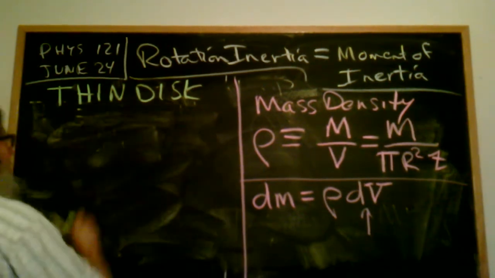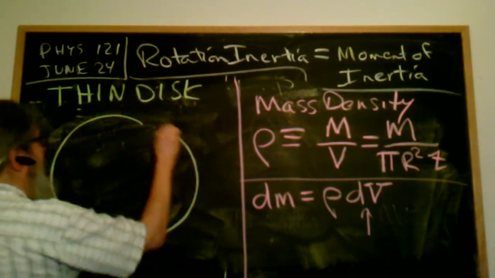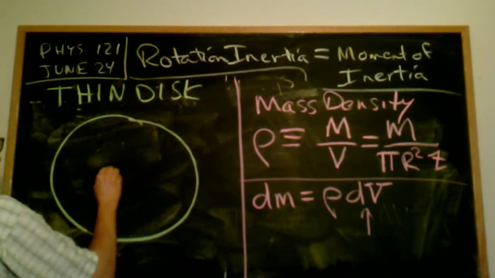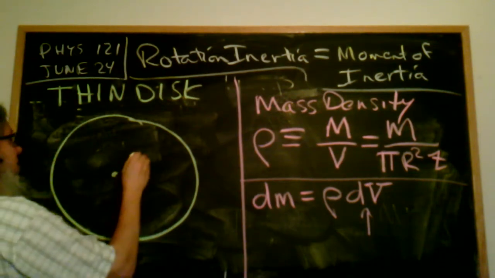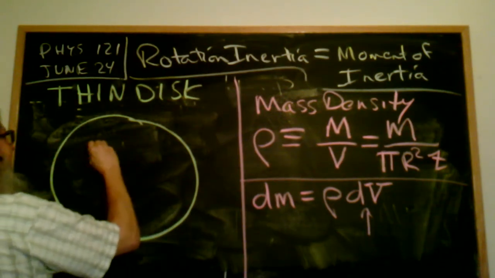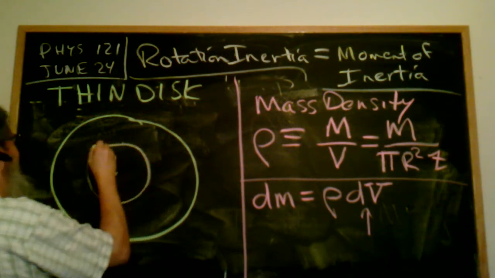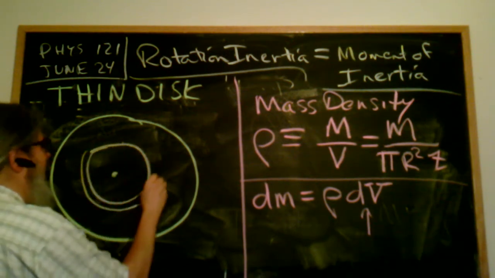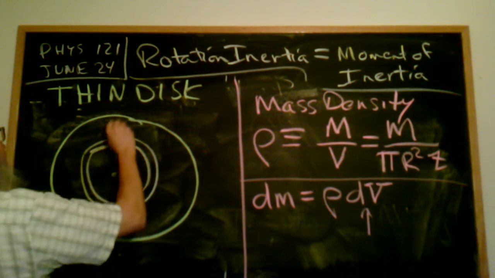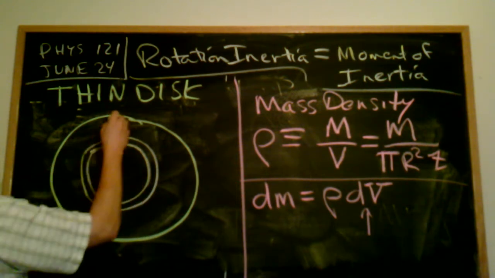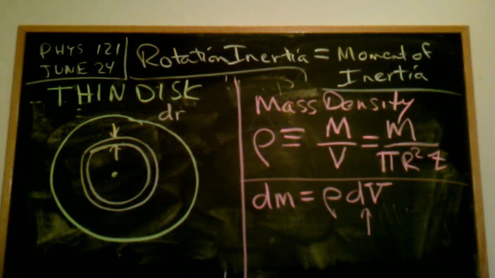So let me draw the disk one more time. That's the disk itself. I'm going to make it nice and big. That's the center point there. And then when I do an integration, I'm going to define the dm to be the mass associated with a small annulus. There's my small annulus of some particular thickness, where that thickness there corresponds to dr.